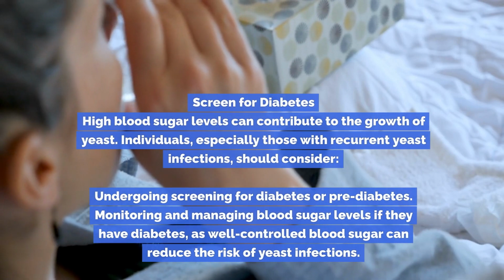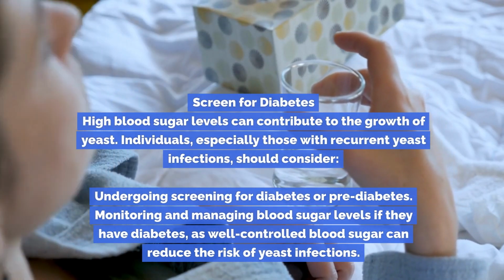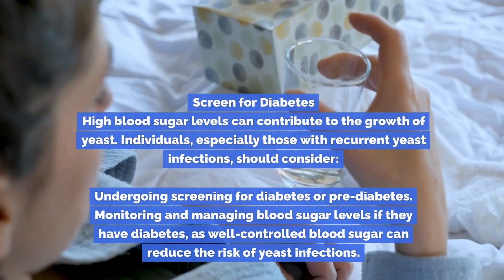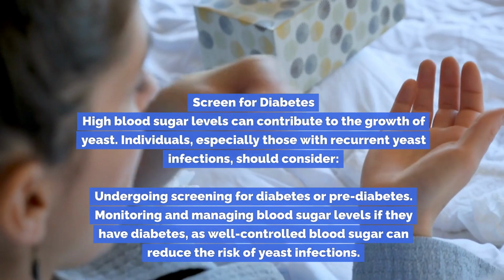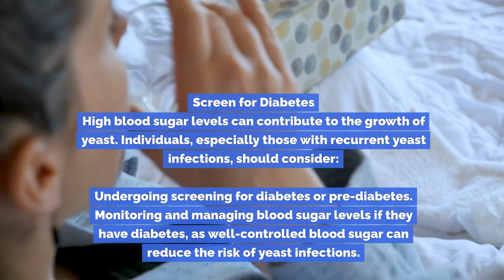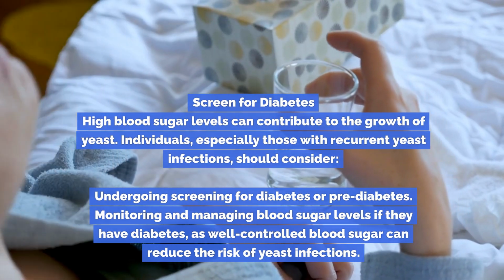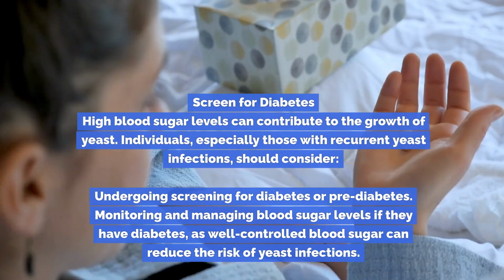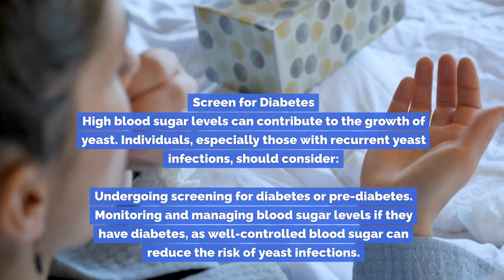Screen for diabetes. High blood sugar levels can contribute to the growth of yeast. Individuals, especially those with recurrent yeast infections, should consider undergoing screening for diabetes or pre-diabetes, monitoring and managing blood sugar levels if they have diabetes, as well-controlled blood sugar can reduce the risk of yeast infections.